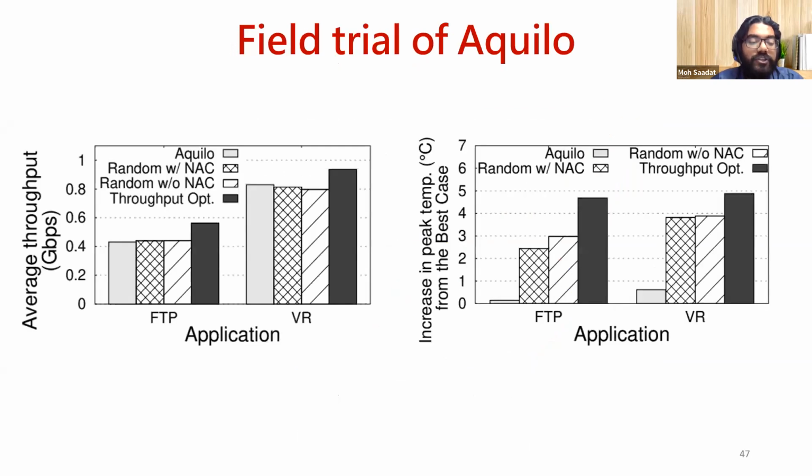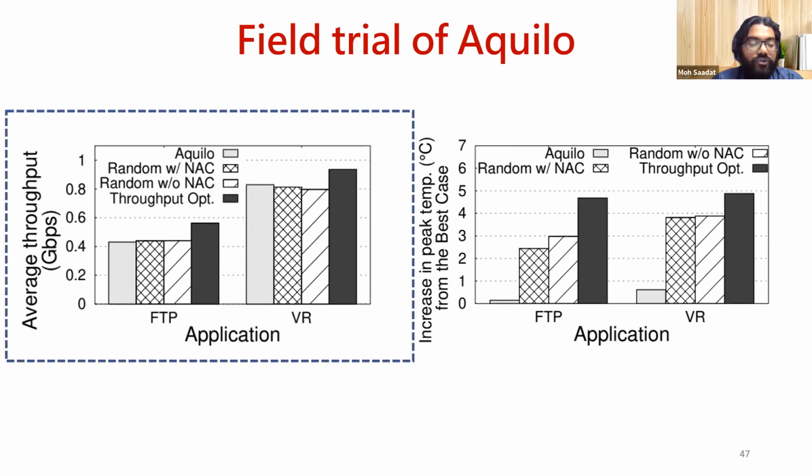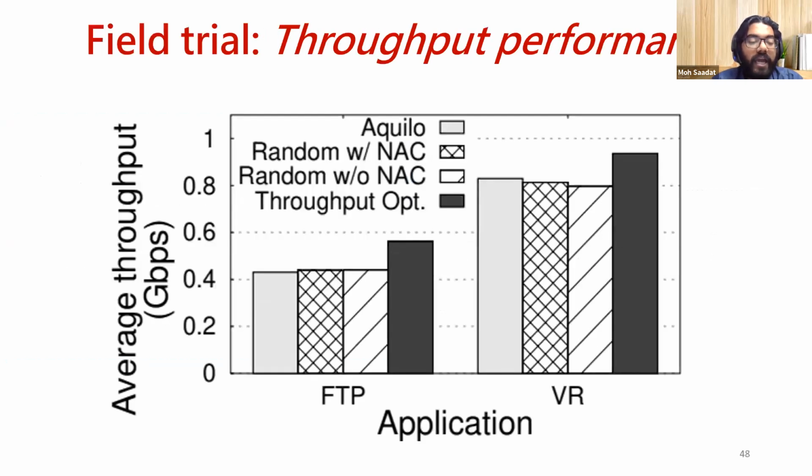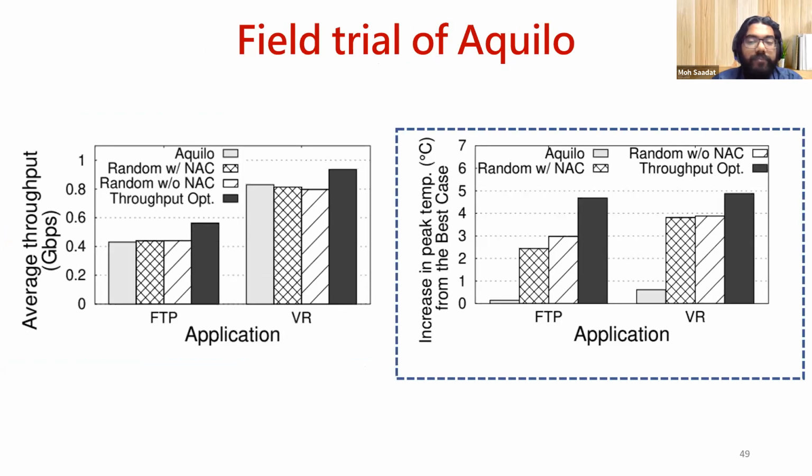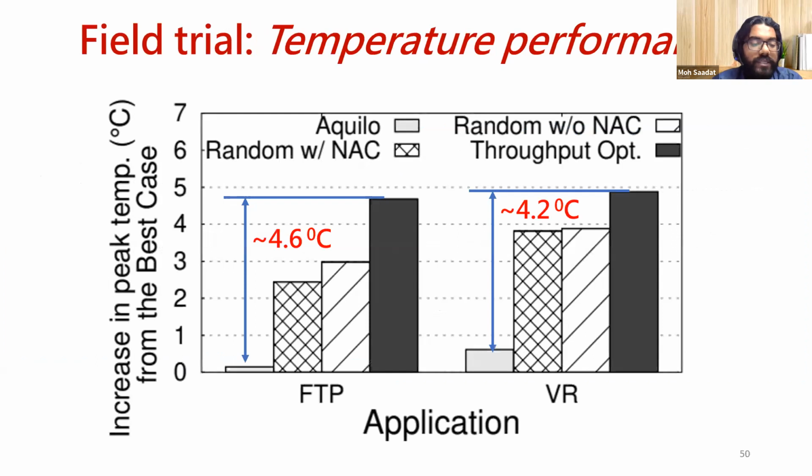While Akilo achieves minimization of antenna temperature, it may do so at the expense of some throughput. Some applications, however, require continuously high throughput. We tested while running some of these applications, such as FTP and VR. We first checked the throughput performance of Akilo. This shows us that Akilo, while minimizing antenna temperature, also ensures that the applications run with their minimum throughput requirement. Then, in terms of temperature reduction, we see Akilo achieve substantial reduction in antenna chip temperature compared to other schedulers.